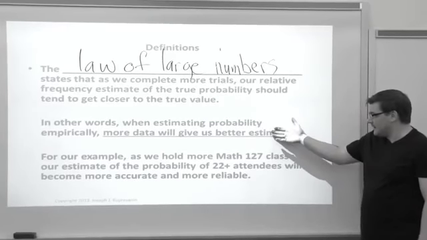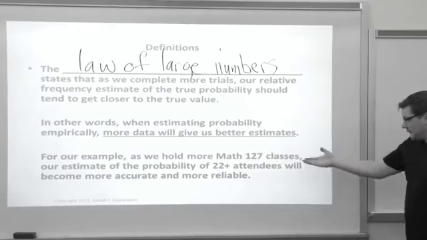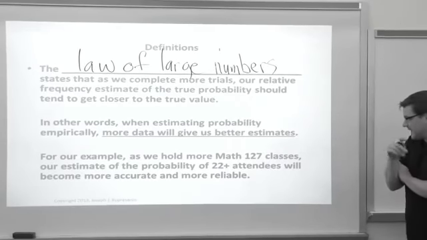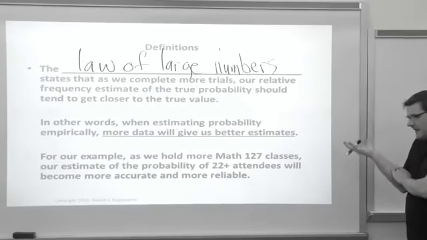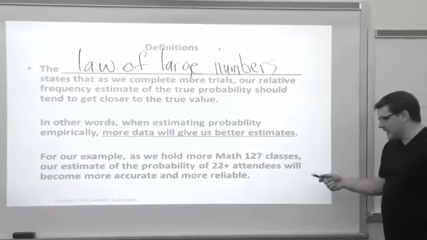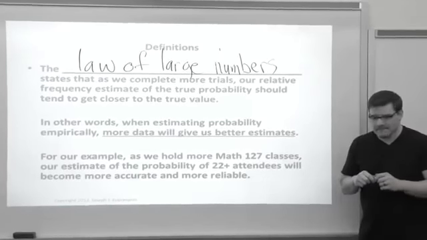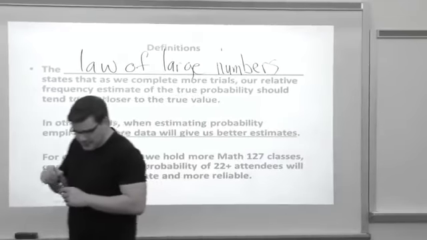Okay? And it says it here. And down at the bottom, for our example, as we hold more MAT127 classes, the estimates of that probability will become more accurate and more reliable. All right. A couple more, I believe.